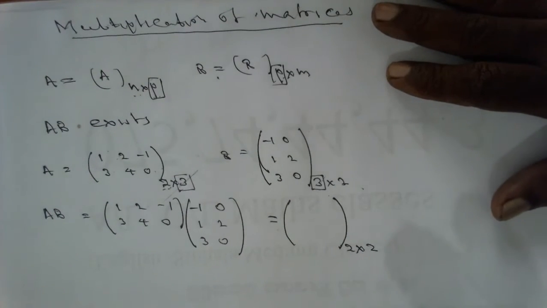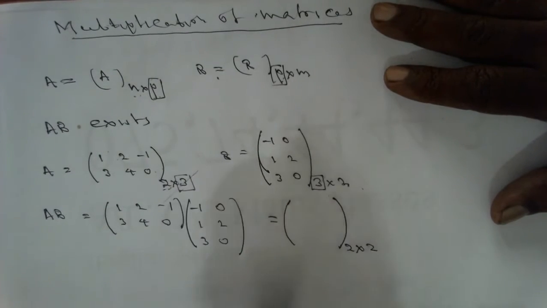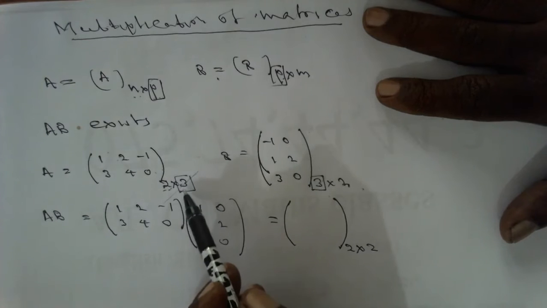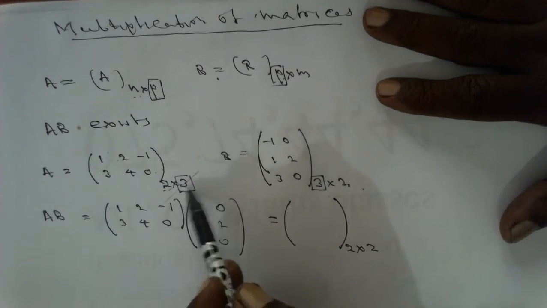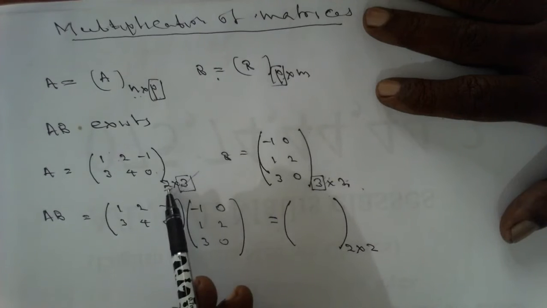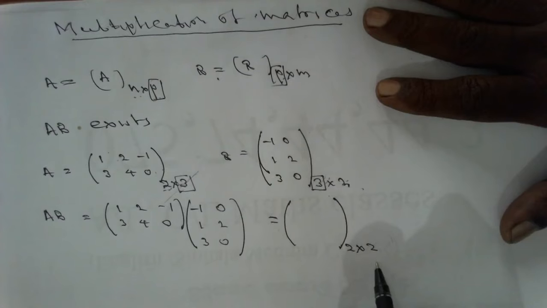No, you don't get a 3 by 3 matrix. You get a 2 by 2 matrix. And to make it equal, what should I cut? You just cut off these 3 and 3. Then the remaining is 2 by 2, no? Yes. That resulting matrix is a 2 by 2 matrix.